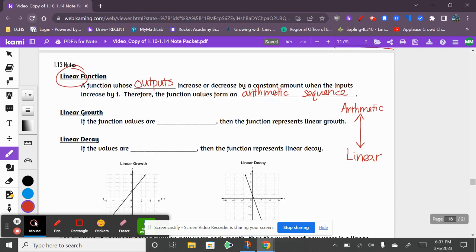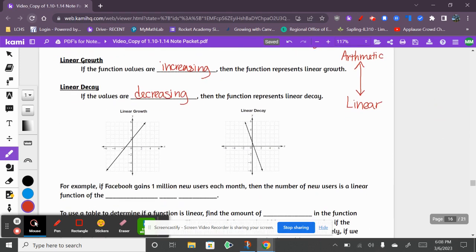So when we see growth, if the function values are increasing, then that is what we consider to be linear growth. If the values are decreasing, then the function represents linear decay. Remember that we read graphs from left to right. So this one goes from down to up, so this would represent growth. This one represents decay because when we read it from left to right, it goes down.